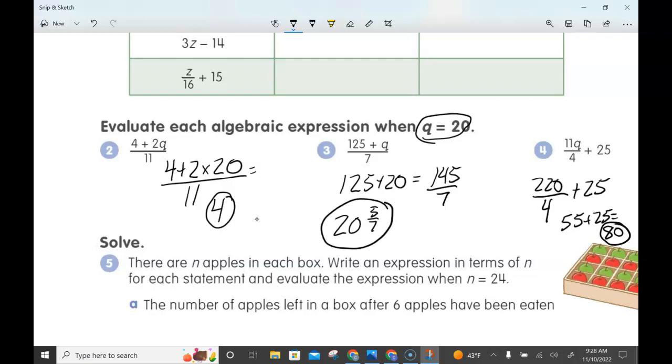Okay, so once again, we're replacing q with 20 because it's telling us to, not because there's a magical connection between q and 20 or anything like that. It's just because the book is telling us that the variable q equals 20.